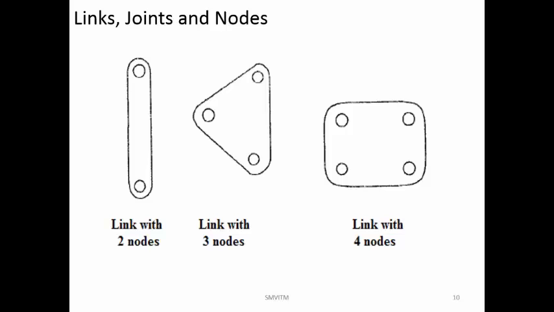So a link, we will say, is a rigid member. It is connected to other links at nodes. We will say that two links are connected at a particular node. Then they will have a relative motion. So when two links are connected, it is called a joint.